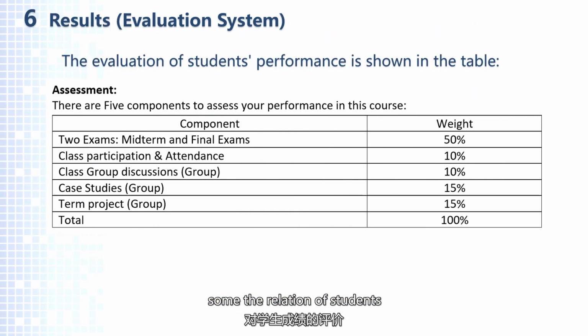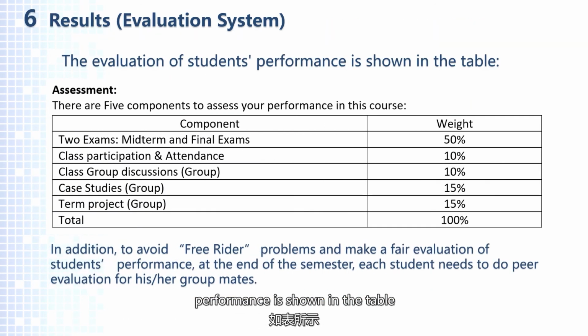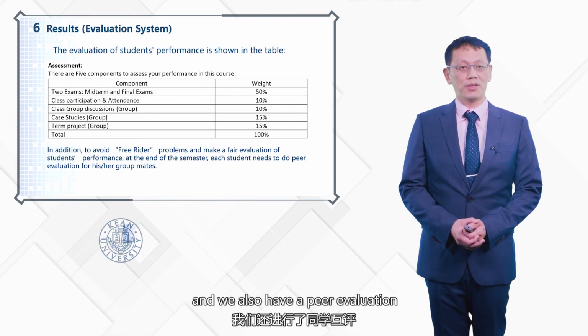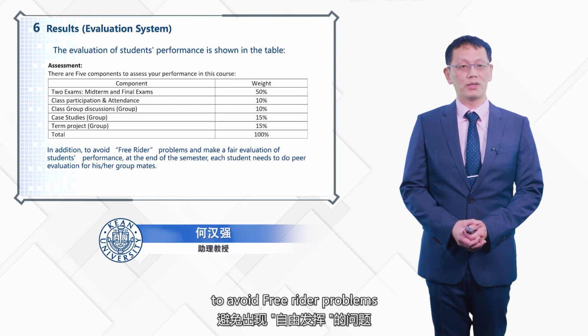The evaluation of students' performance is shown in the table. The total score is 100, and we also have a peer evaluation to avoid free rider problems.